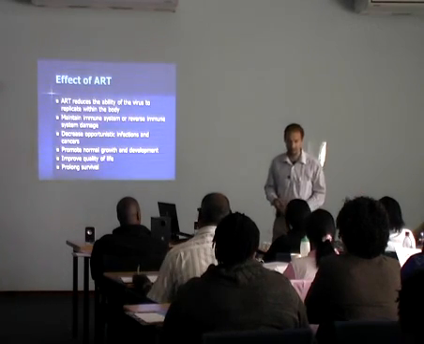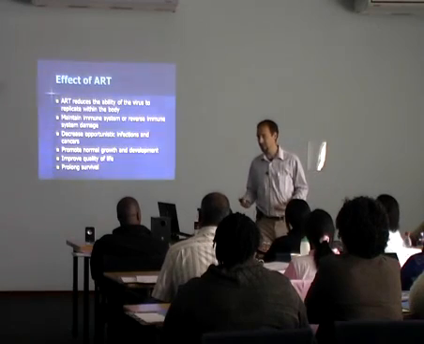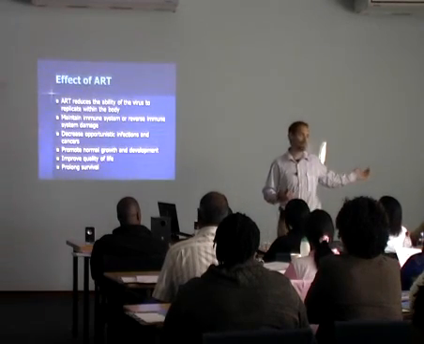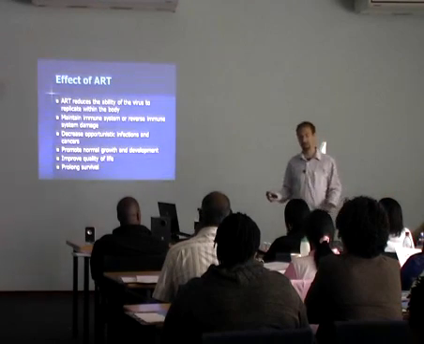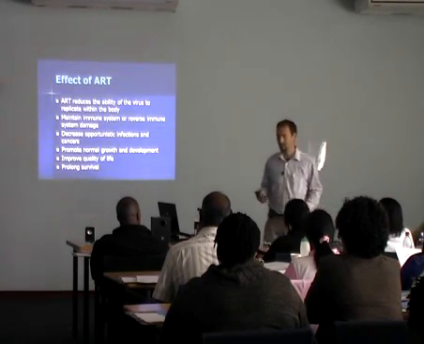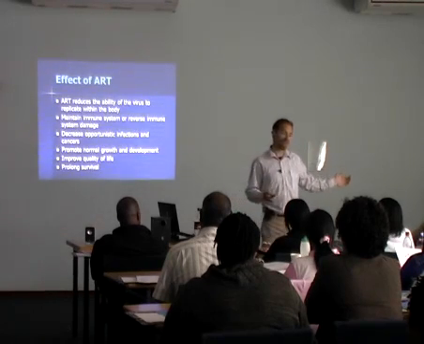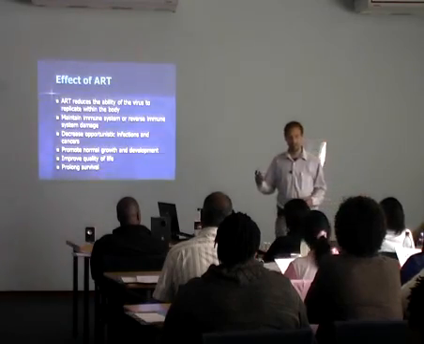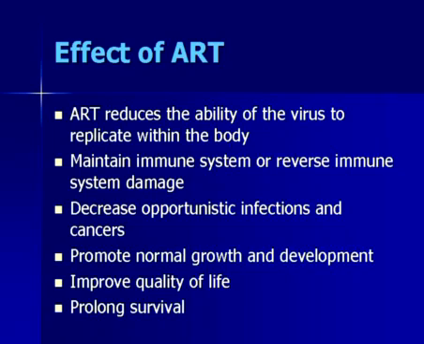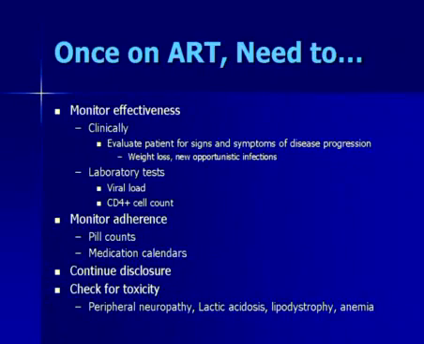Once the immune system is intact and gets stronger, then we prevent opportunistic infections, things that will make you sick that shouldn't make you sick. That's what an opportunistic infection is. It's something that makes a person sick when their immune system is weak. It takes the opportunity to make somebody sick when their immune system is down. If we decrease opportunistic infections, we promote normal growth and development, improved quality of life, and prolonged survival. That's the goal of our treatment.